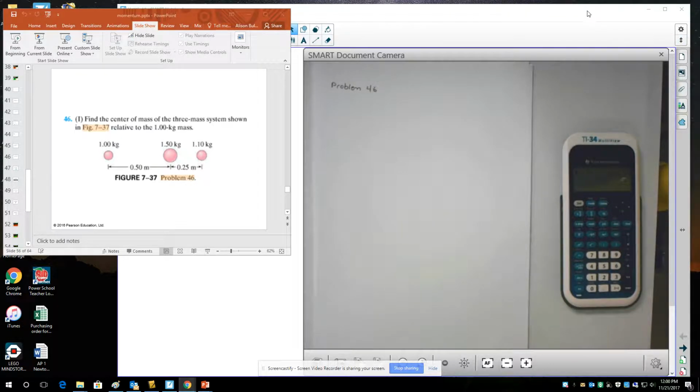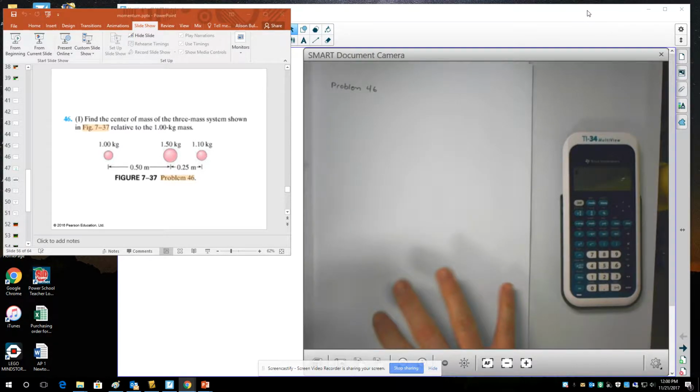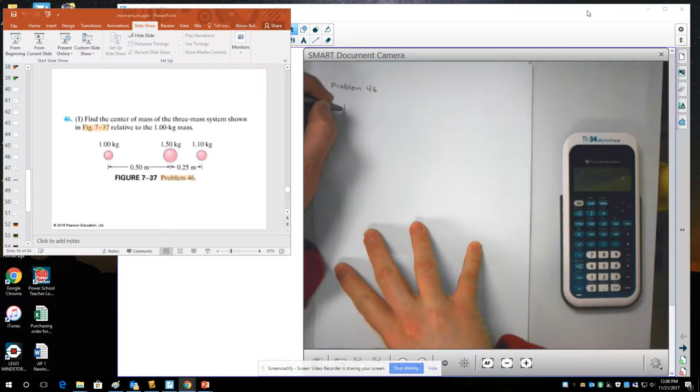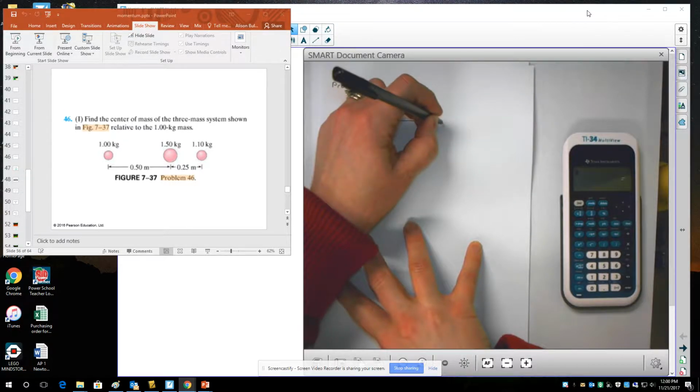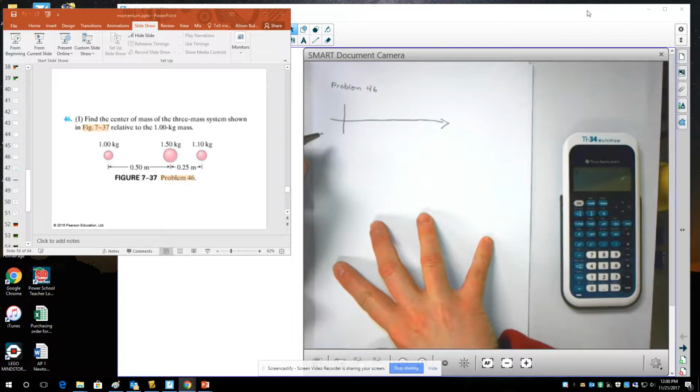Okay, we're looking at problem 46, and we want to find the center of mass of the three mass systems shown in the diagram relative to the 1 kilogram mass. That statement means that we should take our origin at the 1 kilogram mass. So here's what my diagram should look like. These are essentially particles, so I'm looking at the center of mass of a system of particles.